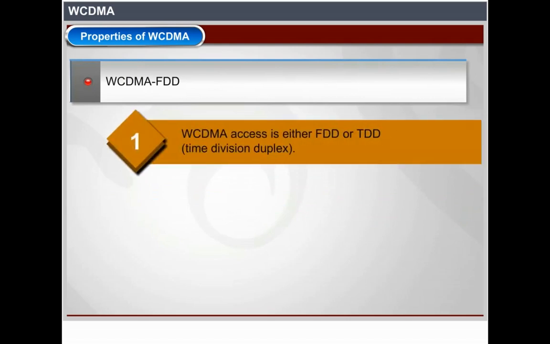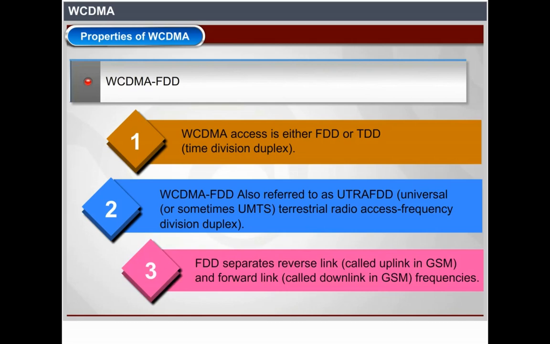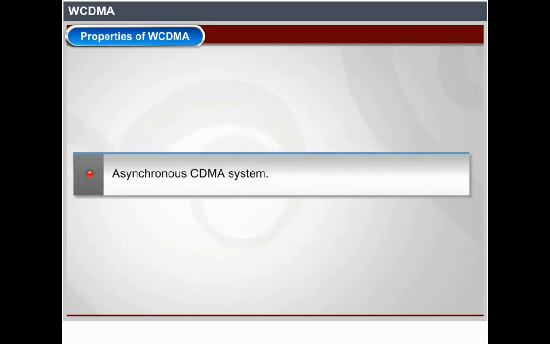WCDMA FDD. WCDMA access is either FDD or TDD, time division duplex. WCDMA FDD, also referred to as UTRA-FDD, UMTS Terrestrial Radio Access Frequency Division Duplex. FDD separates the reverse link, called uplink in GSM, and the forward link, called downlink in GSM, by frequencies. Asynchronous CDMA system.